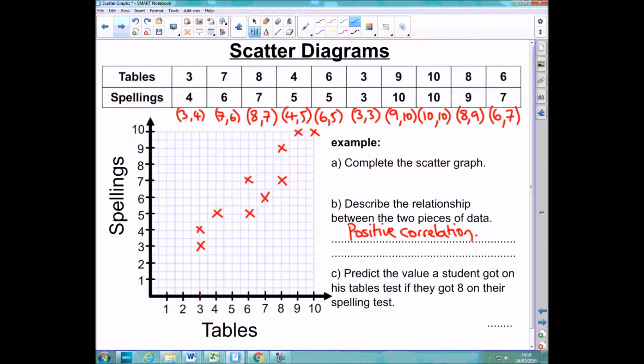The last question is probably the one that most students lose marks on. This is where we're asked to use the scatter graph to predict a value that a student got, given one of the values from the other side of the data. In this case, we're given a value of 8 that a student got on their spelling test, and we're asked to predict what they got on their times table test. The reason that people usually lose marks on this is because they don't use a line of best fit, or their line of best fit isn't drawn very well. So I'm going to show you how to draw a line of best fit that will make sure it's always accurate and you'll always pick up marks for this.